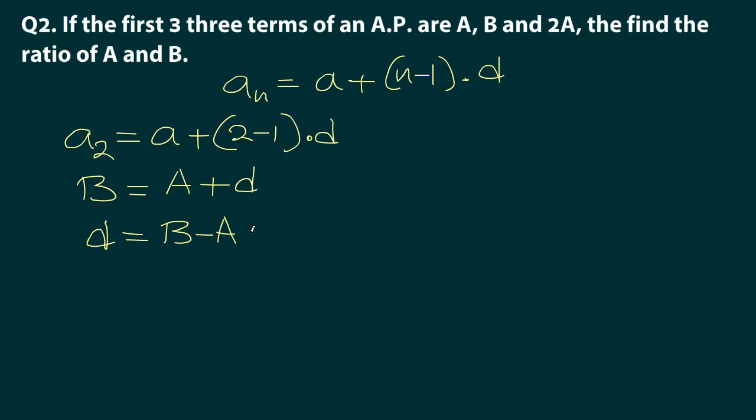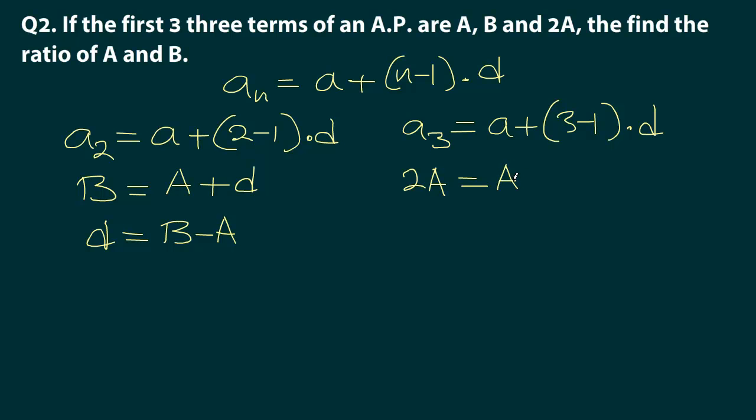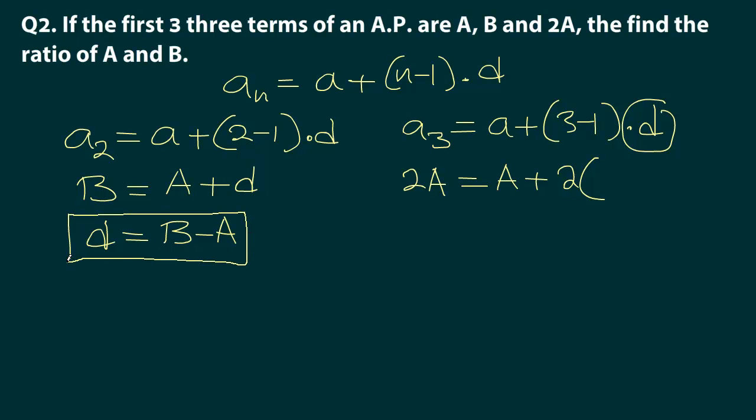Now we can use this value of d when we do the third term, meaning that similarly we wrote the second term like this. So we can apply the same formula to find out the third term, which will be the first term plus 3 minus 1 times d, right? Now what is the third term? Third term is 2a. First term is a. Plus, now 3 minus 1 is 2. And what is d? We are going to replace d here with this value that we have calculated before. So instead of d, we are going to write b minus a.